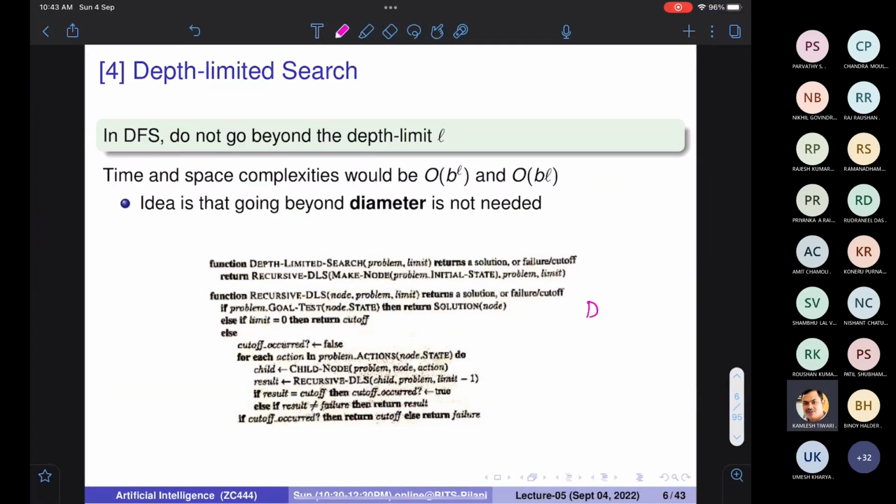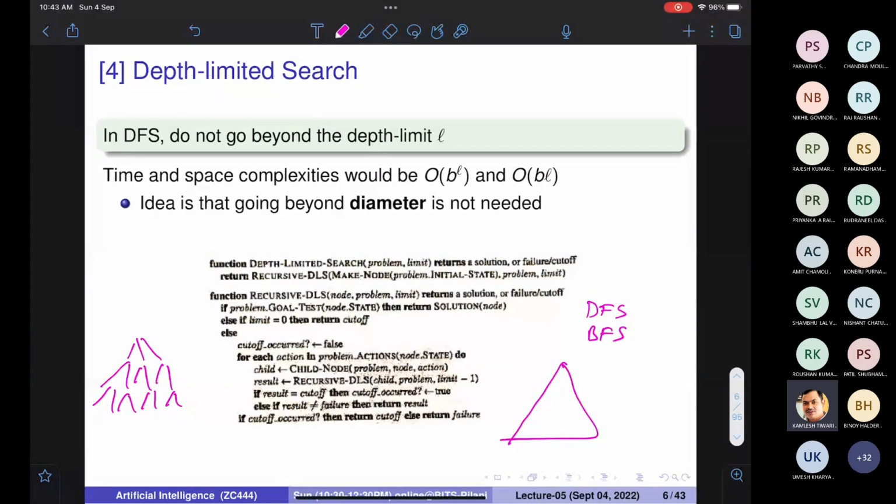If you compare DFS and BFS, for example, if this is the tree, DFS goes first, sees this item, then this item, then this item, and then this item. So if let's assume that you have developed a tree and your solution is here, you would be able to reach this solution because you are going to go in this particular way. After some time, you'd be able to hit this particular thing.